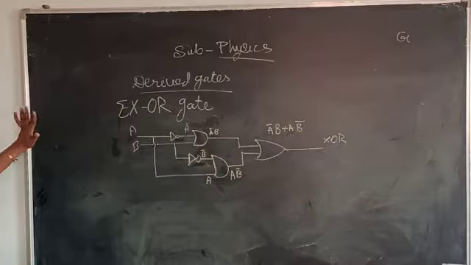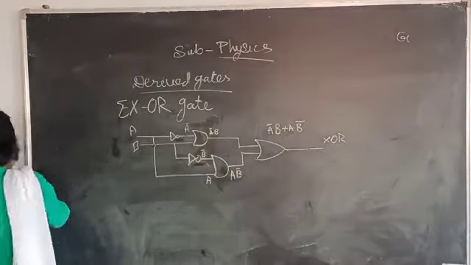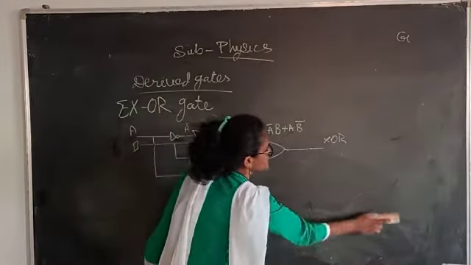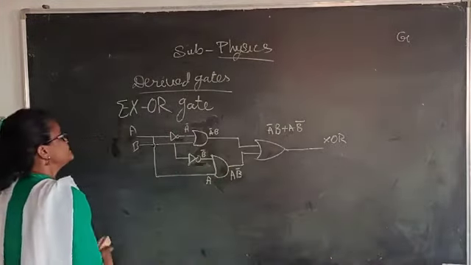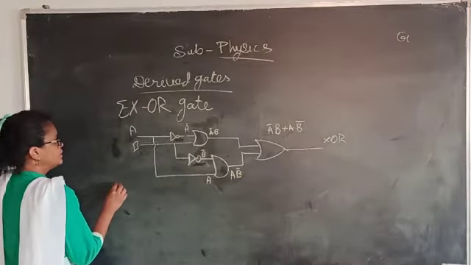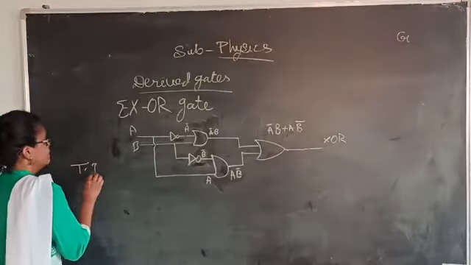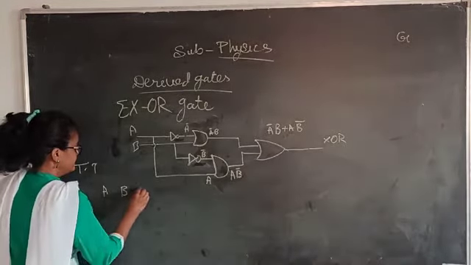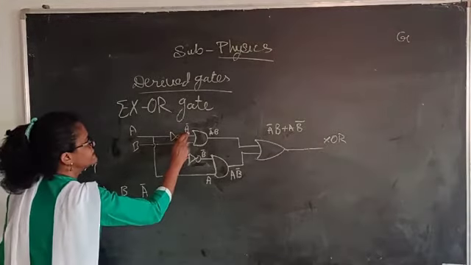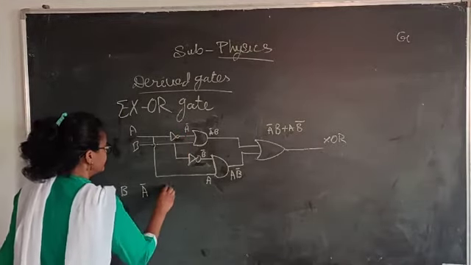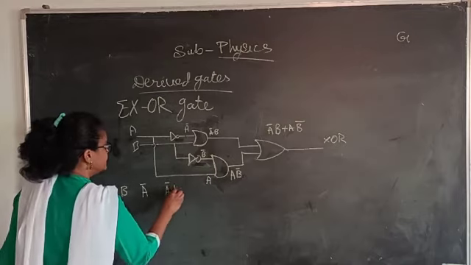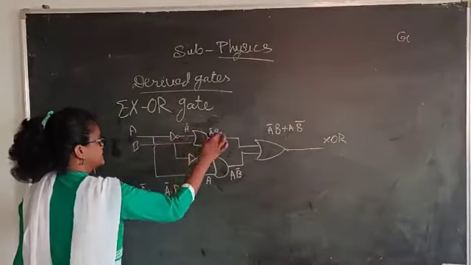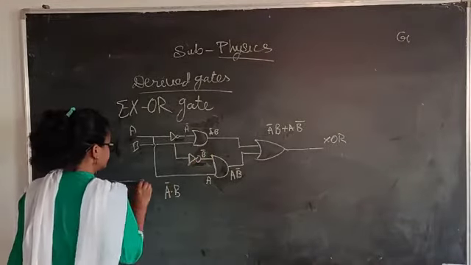We need to draw the truth table for this XOR gate, so try to concentrate and understand how we can solve this. As usual, we are going to draw a truth table for the XOR gate. This is your A, B, then A bar, then A bar dot B. This is all about this AND gate.